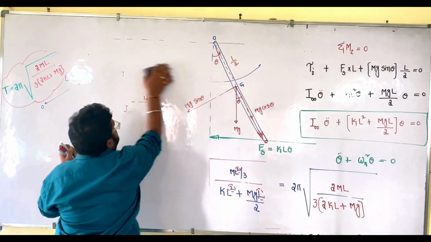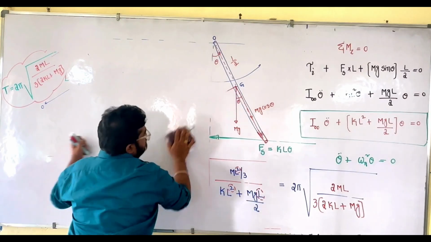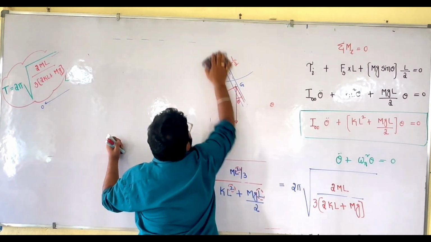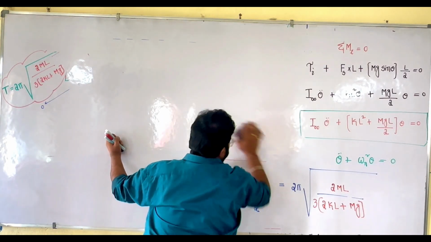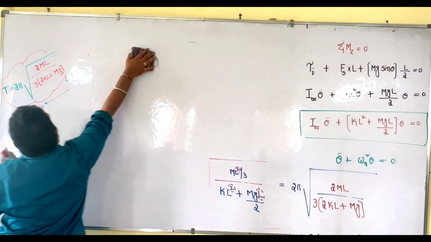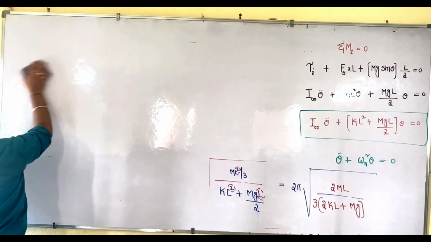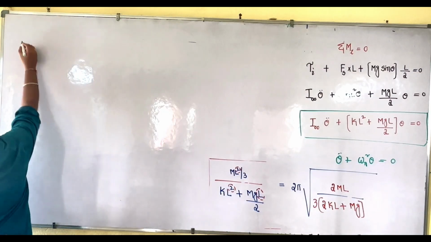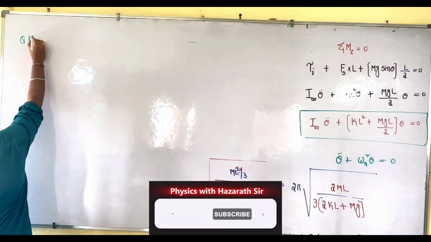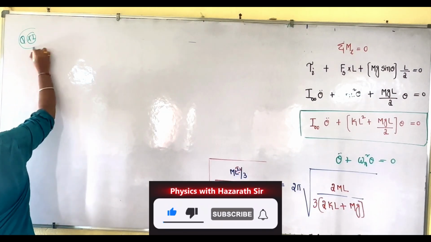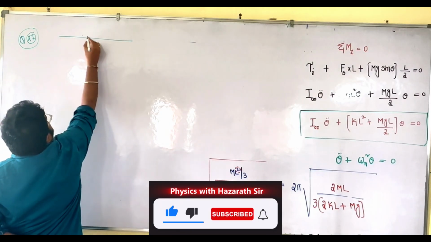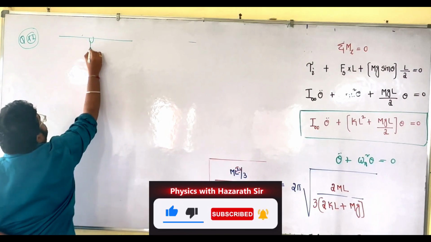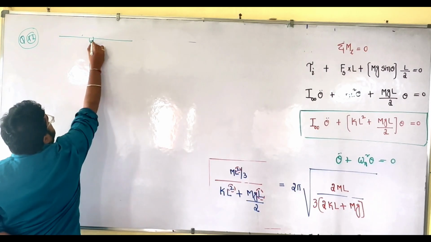Tell me. No spring. Only rod, also one of the previous year questions. Only rod is given. What is the time period of oscillation? Tell me. Question number 11. Only rod is mentioned. Here it is pivoted at this point.